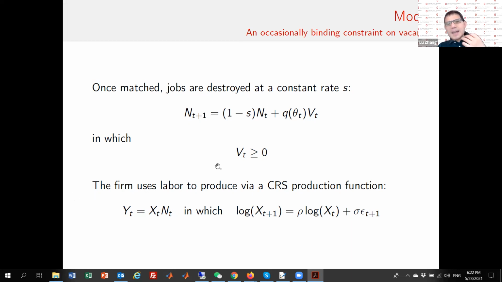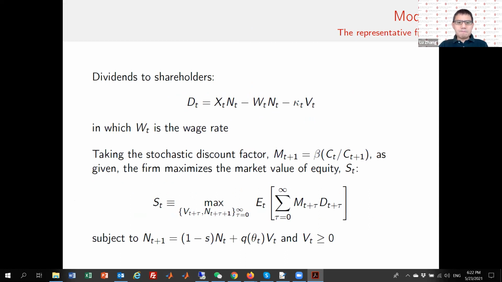The firm uses labor as the single productive input to produce output through a constant returns to scale production function given by this functional form, in which log labor productivity follows a standard AR(1) process. Dividends to shareholders equal output minus wage expenses minus total vacancy costs. We're assuming the representative household has simple log utility.